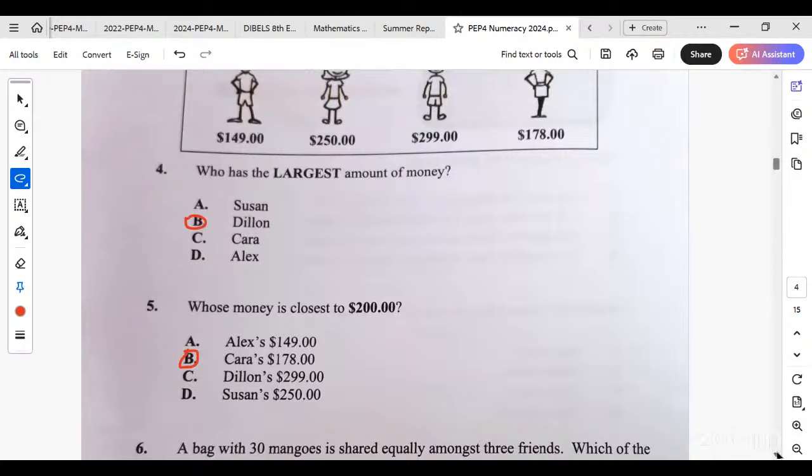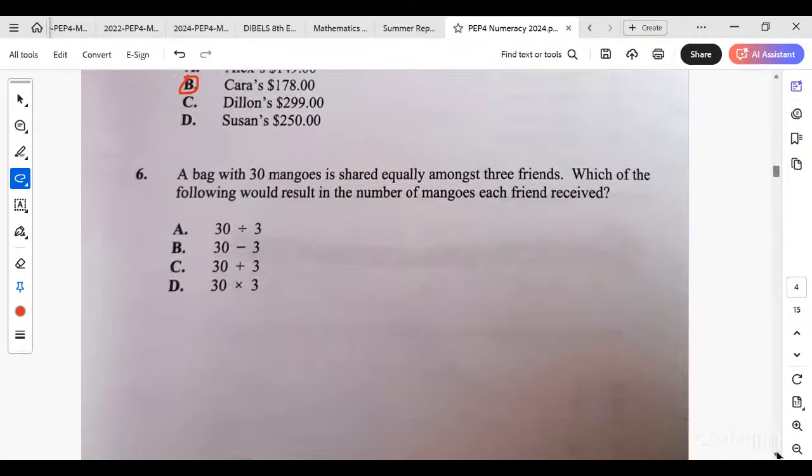All right, let's get to the next question. Question 6. A bag with 30 mangoes is shared equally amongst 3 friends. Which of the following would result in the number of mangoes each friend received? So again, we would need to think about the problem, and it says you're going to be sharing equally among 3 friends, which means you're dividing. So you have 30 mangoes. Since there are 3 friends, you would need to divide the number of mangoes by 3 to show what each friend would receive. So the correct operation would be A, 30 divided by 3.